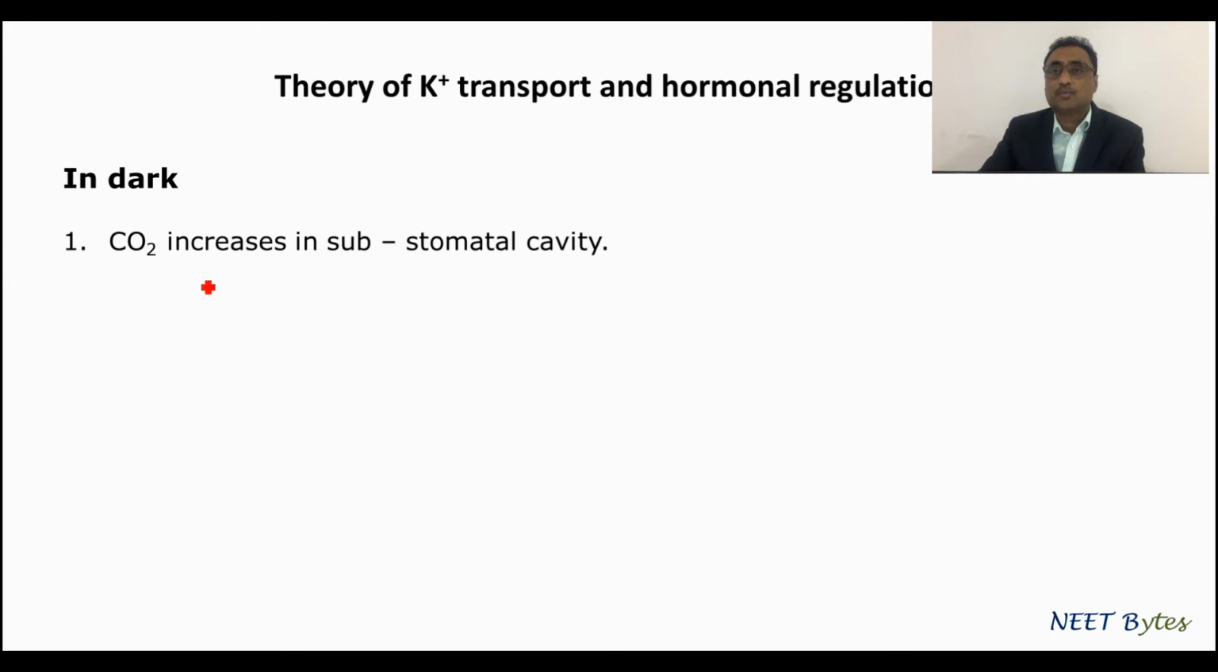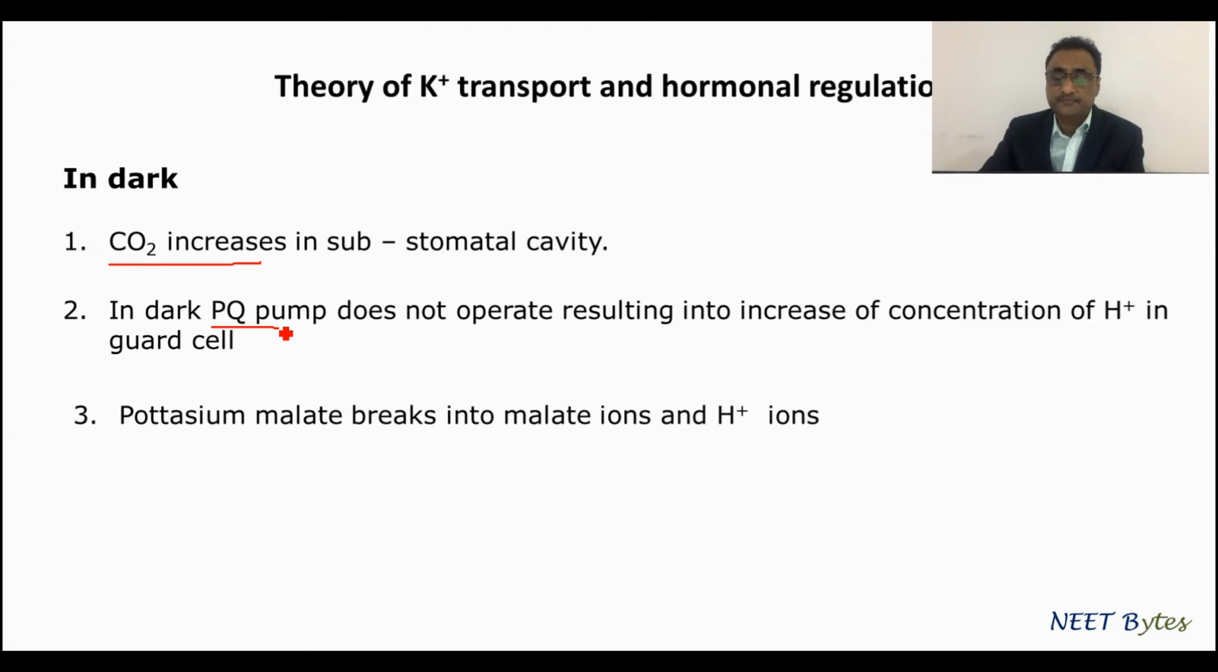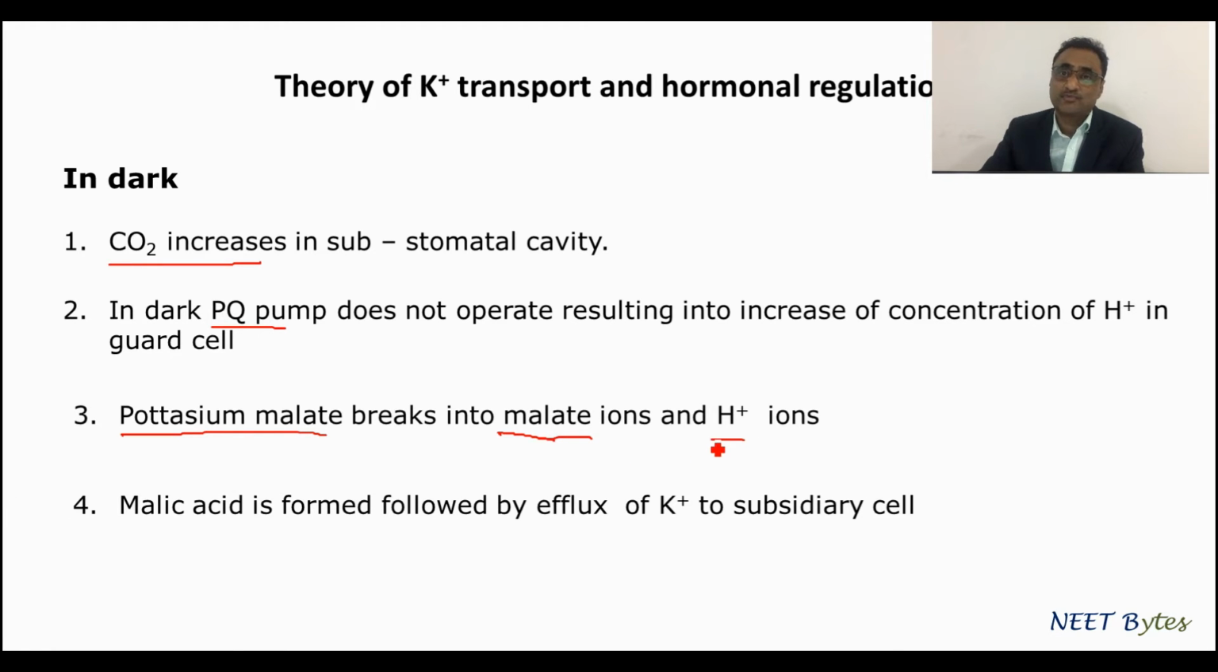Let's see what is going to happen in the dark. We know very well that in the dark there is an increase in CO2. Why? Because there is no photosynthesis. Okay. Then in the dark, the plastoquinone pump is not going to work. So definitely the concentration of H ion within the stroma is going to increase. So as the H ion increases, the H ion will be transported from the stroma to the guard cells. So definitely here the potassium malate will break, and as a result malate anion is going to form. So malate anion will bind with the hydrogen ion and malic acid is going to be formed.